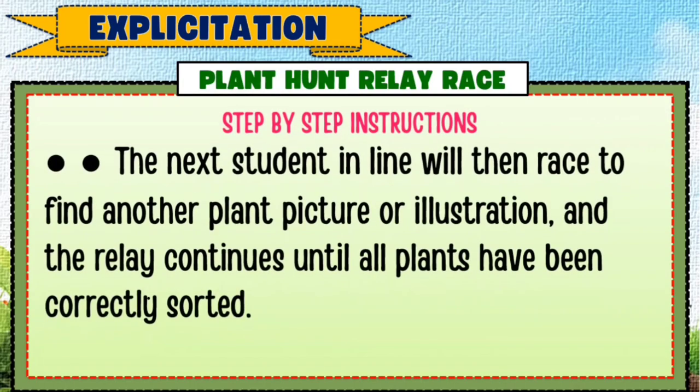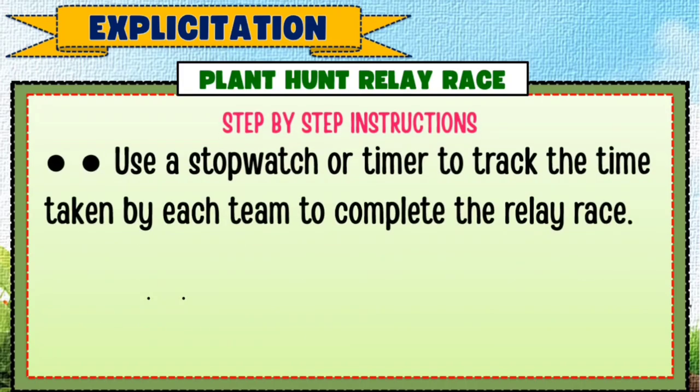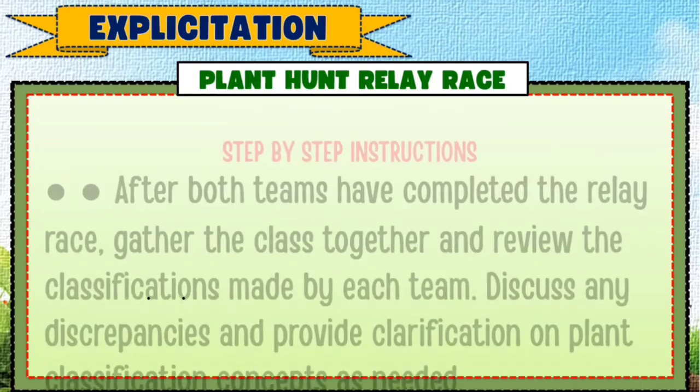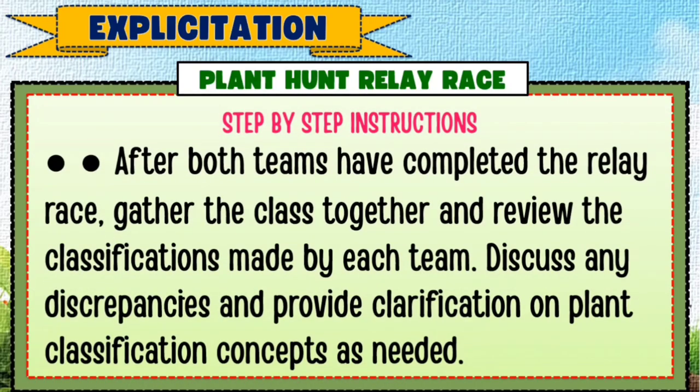The next student in line will then race to find another plant picture or illustration, and the relay continues until the plants have been correctly sorted. And then use a stopwatch or timer to track the time taken by each team to complete the relay race. After both teams have completed the relay race, gather the class together and review the classifications made by each team. Discuss any discrepancies and provide clarification on plant classification concepts as needed.